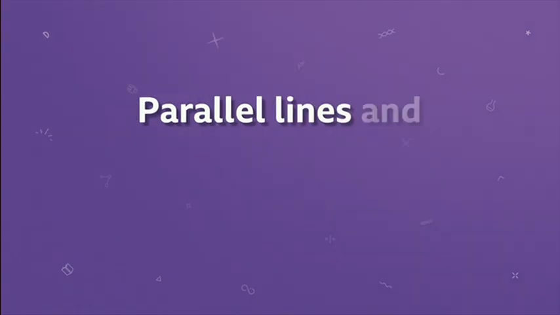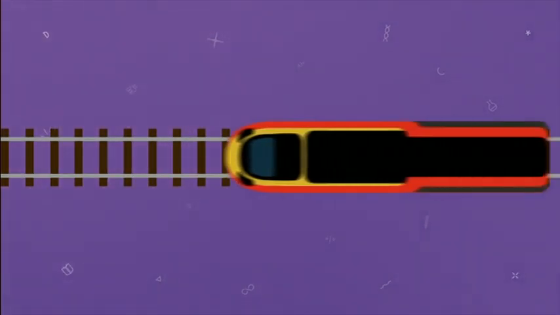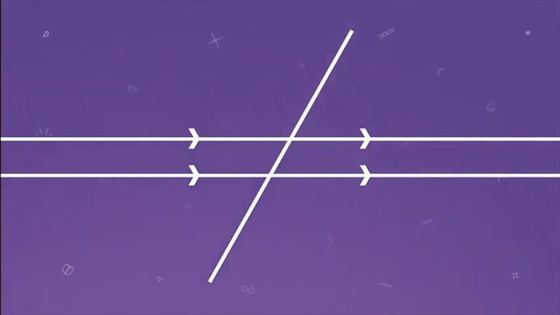But before we jump straight into the detail, let's have a look at some of the things we need to know on this subject. Parallel lines and alternate and corresponding angles. Parallel lines are straight lines that are always an equal distance apart, or equidistant, and so they never meet. In maths, parallel lines are indicated with arrows. A line which crosses a pair of parallel lines is called a transversal. Where the transversal crosses either parallel line, it creates a pair of vertically opposite angles, which are equal.